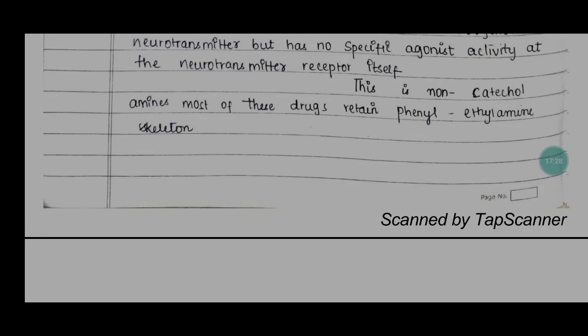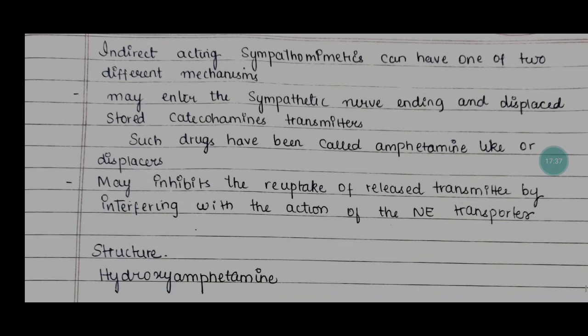So this is a non-catecholamine. Most of these drugs retain the phenylethylamine structure, where the indirect acting sympathomimetics can have one of two different mechanisms. They may enter the sympathetic nerve ending and displace stored catecholamine transmitters. Such drugs have been called amphetamine-like or displacers. And it also may inhibit the reuptake and release transmitter by interfering with the action of the norepinephrine transporter. So the structure for hydroxyamphetamine.